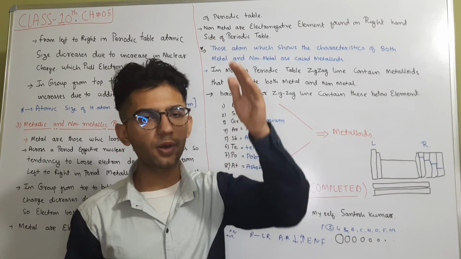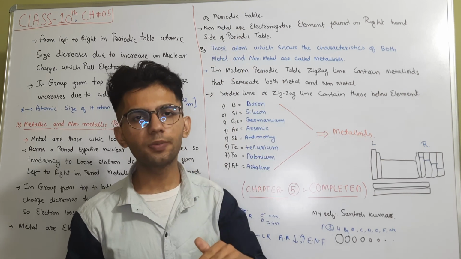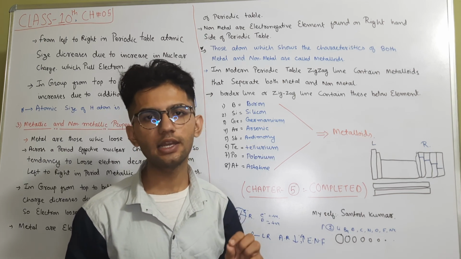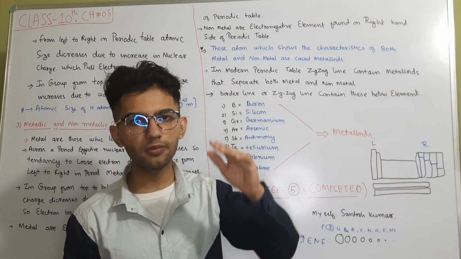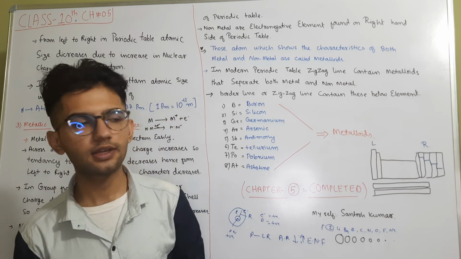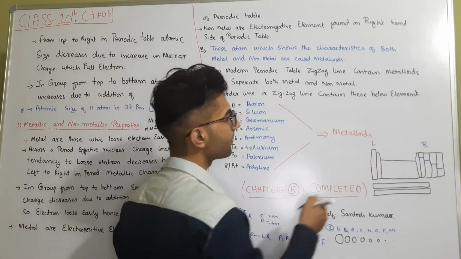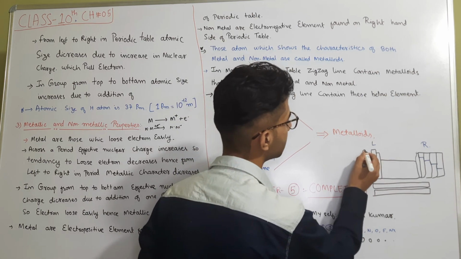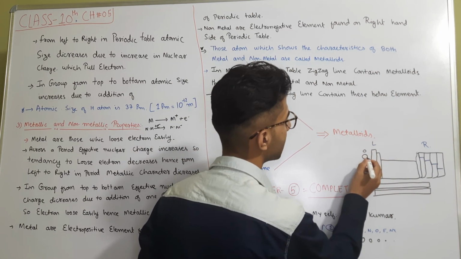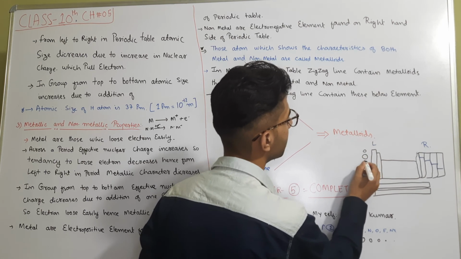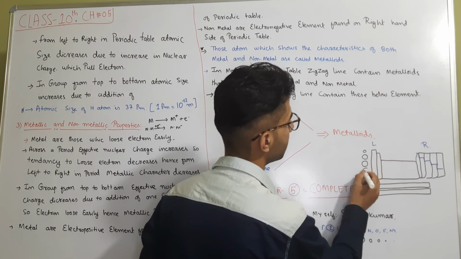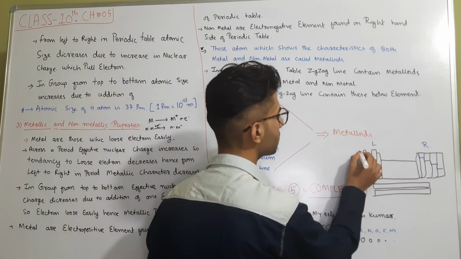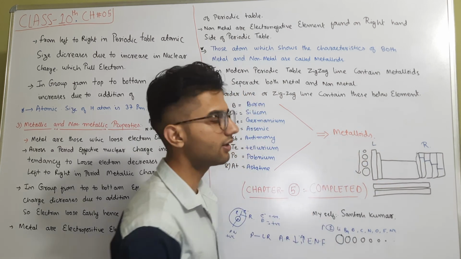Therefore, if we move from top to bottom in a group, the effective nuclear force decreases due to the presence of one extra shell in each period, and hence the atomic radius increases. It simply means that if elements are in the same group, the next one is bigger than the one before it, and the next is bigger again. So, going from top to bottom in a group, the atomic radius increases.